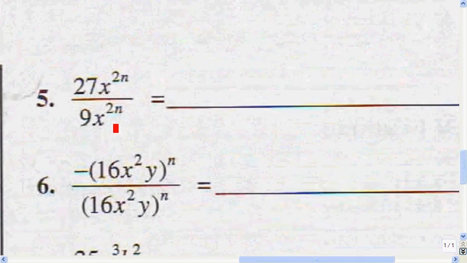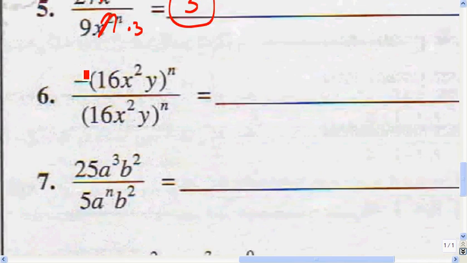Okay. I have the same thing here, right? x to the 2n, that equals 1, or they cancel out. And 27 divided by 9 equals 3, because 9 times 3 equals 27, so I know my answer is 3. Now here, I have an odd number of negatives, so I know my answer is negative. 16 divided by 16 equals 1. x squared divided by x squared equals 1. y divided by y equals 1. n divided by n equals 1, so my answer is negative 1.